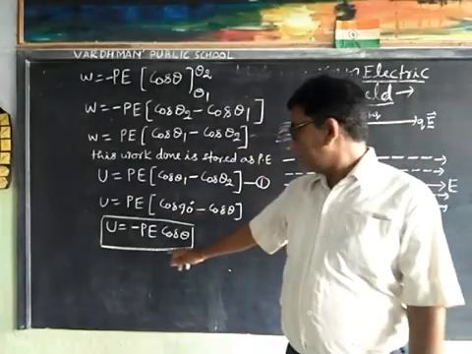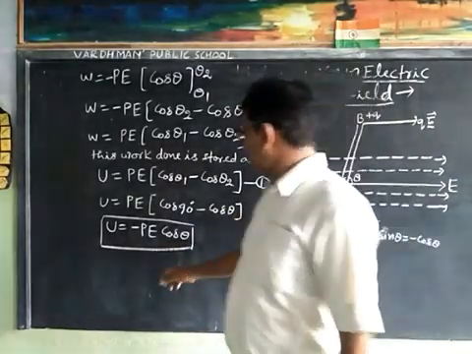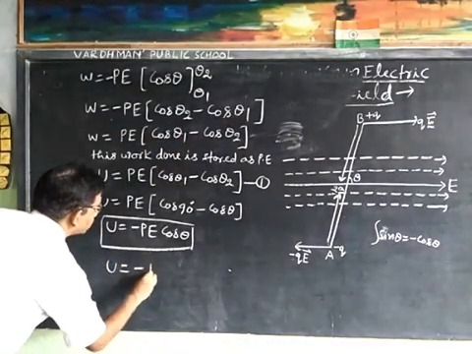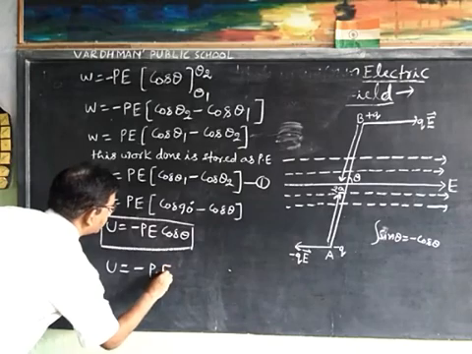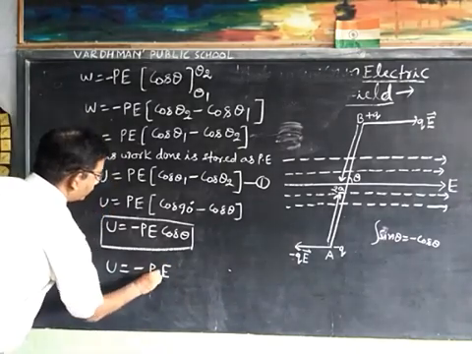We can also write A dot B is equal to AB cos theta. Therefore, U is equal to minus P dot E.